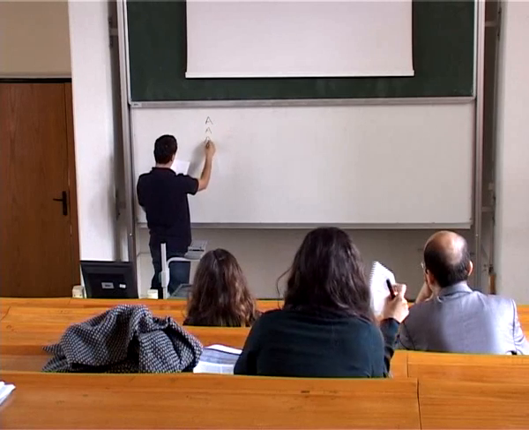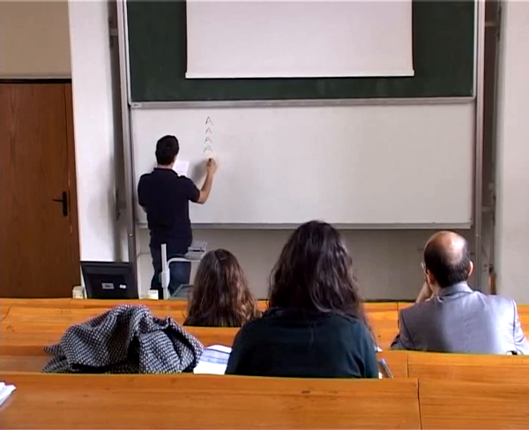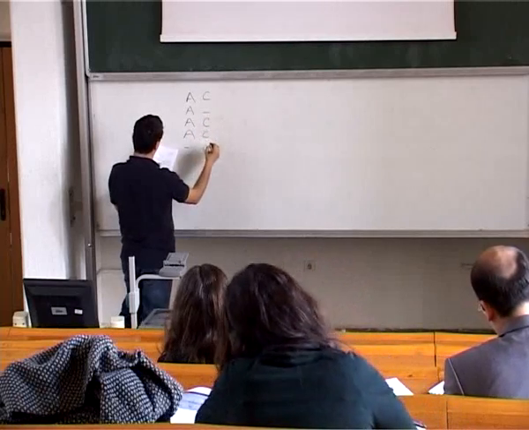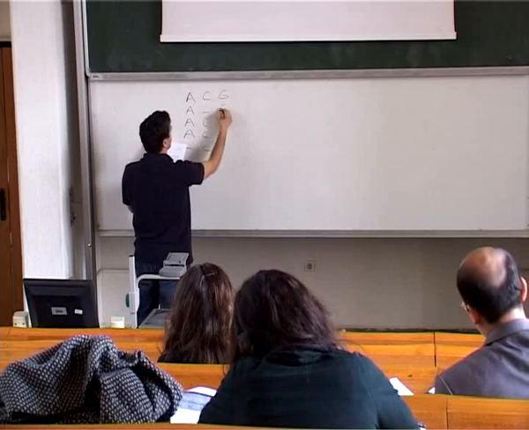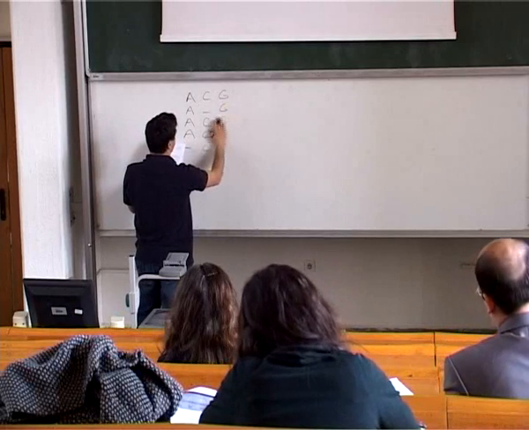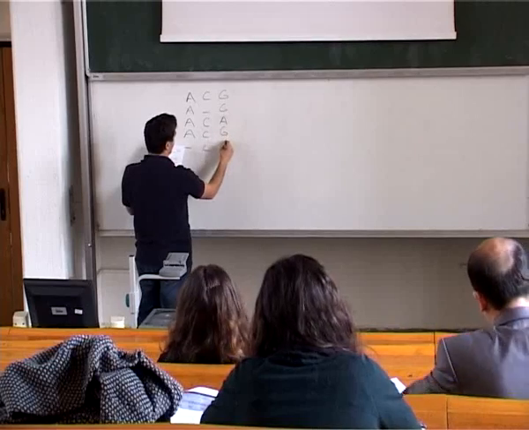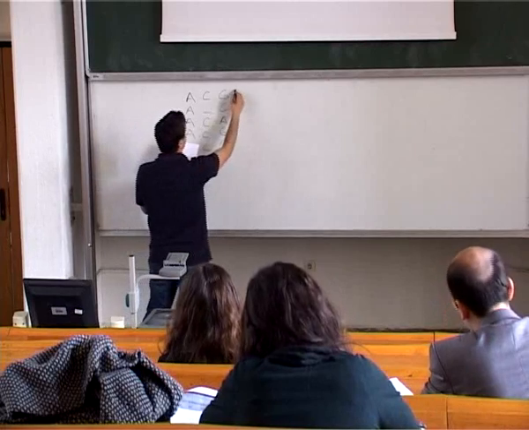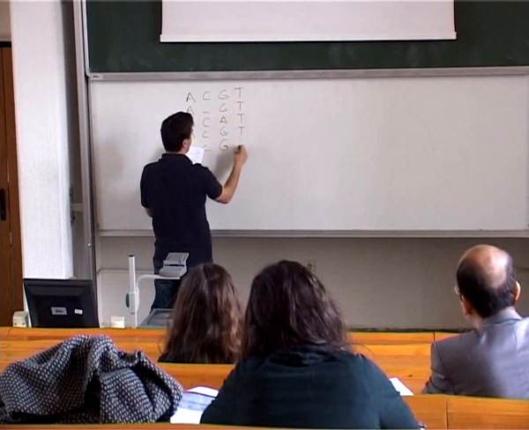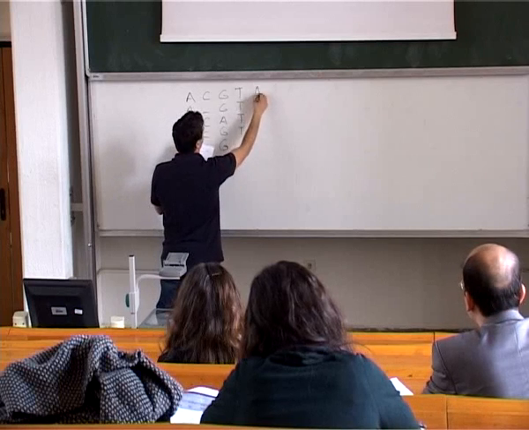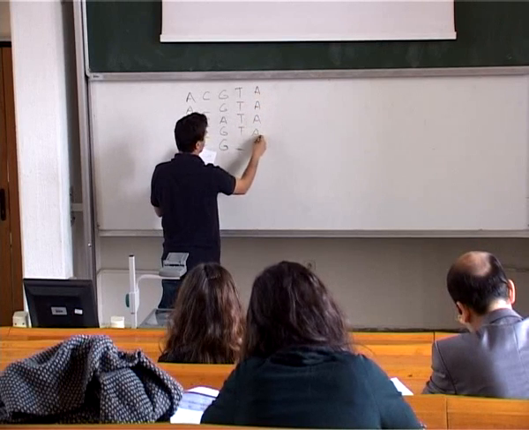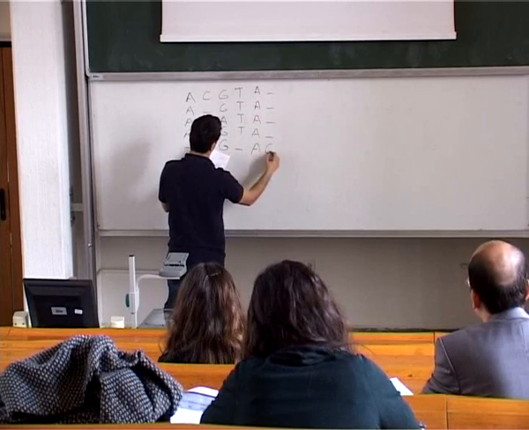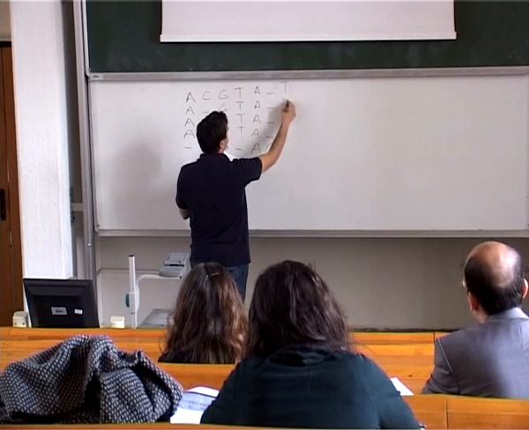So it looks like this. The first column is A, gap, and C, gap, C, and I have G, A, G, and T, gap, and all A's, and gap, G, and all T's.